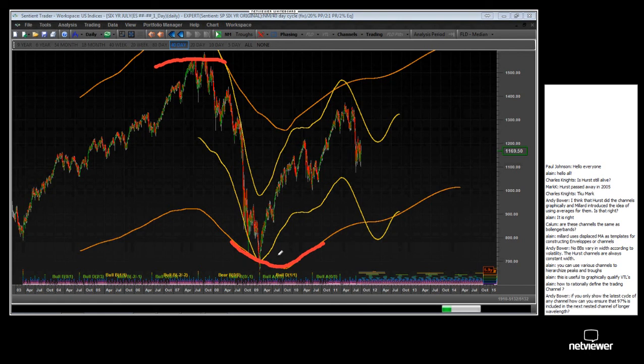When a channel itself forms a trough or forms a peak, that one's off the chart, up at the top, then that's an indication that that cycle is probably forming a trough or a peak at about that time.